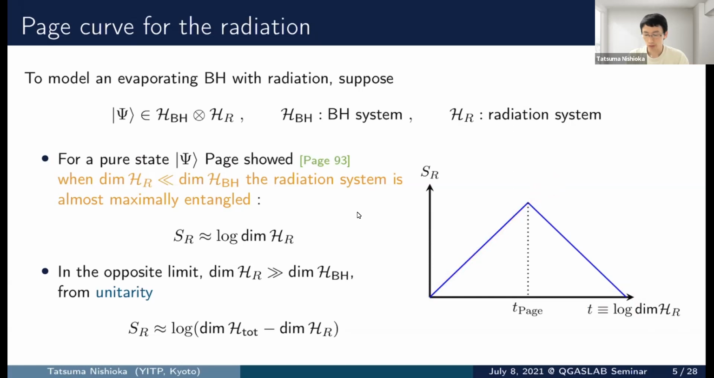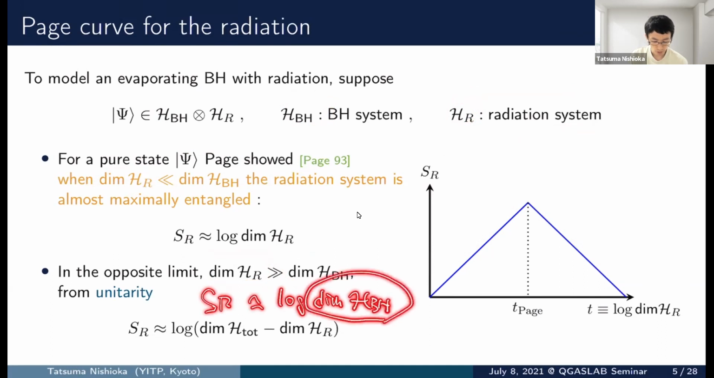If you use Hawking's original calculation, you can only reproduce this linear growth. But Page showed that, if the system evolves unitarily, then at some point this curve must decrease, at a time called the Page time. You can use the same argument just by flipping the roles of the radiation system and the black hole system. When the radiation system becomes much larger than the black hole system, you can flip the roles of these two, and then the entropy is given by the log of the dimension of the black hole system.